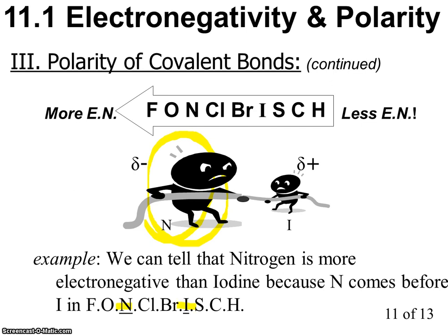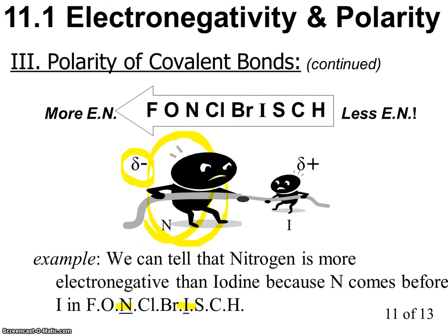Now, if we compare these two on the periodic table, nitrogen and iodine are in different groups and different periods, so we wouldn't normally be able to use the rules of the trends, but by using Funkelbrich, we can tell that nitrogen is going to be the more electronegative. Therefore, it's going to have the partially negative symbol, and it's going to be pulling the electrons closer to it compared to the iodine.